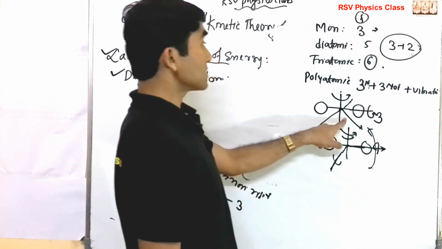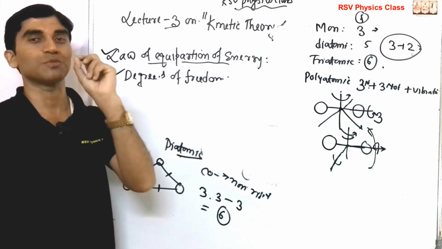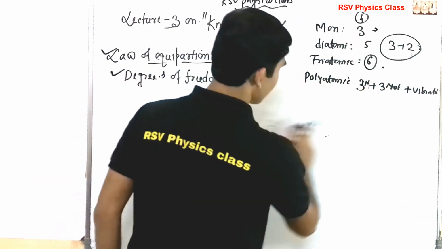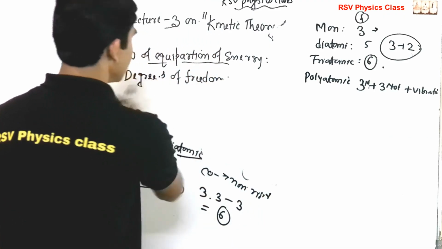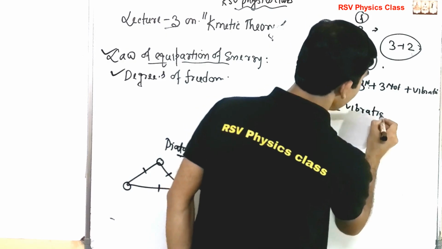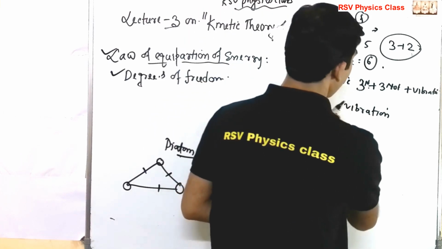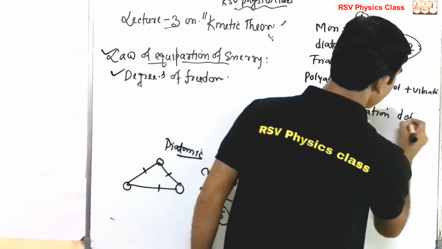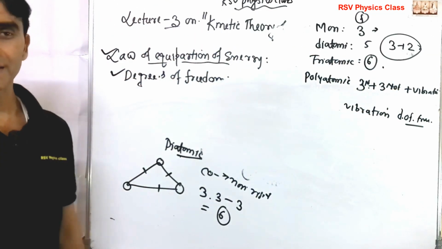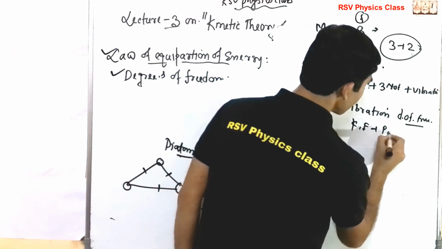And if the molecule is not rigid, so there are vibrational degrees of freedom. Okay, so every vibrational degree of freedom, so there are 2 vibrational degrees of freedom. Now vibration means there is kinetic energy and potential energy, KE plus potential energy.